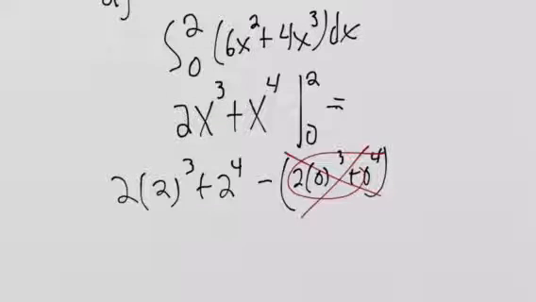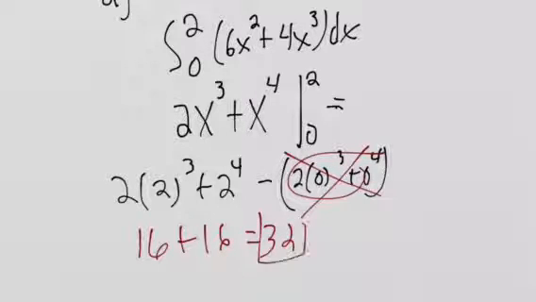So then we have 2 times 2 cubed. 2 cubed is 8 times 2 is 16. Plus 2 to the 4th is also 16. So our final answer is 32. All right, that's part A.